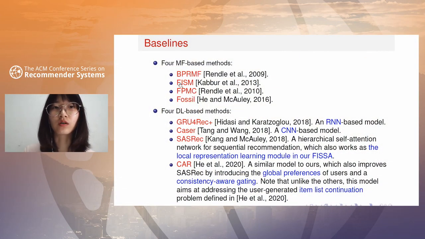About the baselines, we chose four matrix factorization-based methods, including FISM, which is one of our most related works for general recommendation. Then we chose four deep learning-based methods, including SASRec, and a new model named CAR, from WSDM 2020. This model is also an improved method of SASRec, but it focuses on the item list continuation problem. It has some similar thoughts to ours, and it also tries to combine the local representation and global representation.